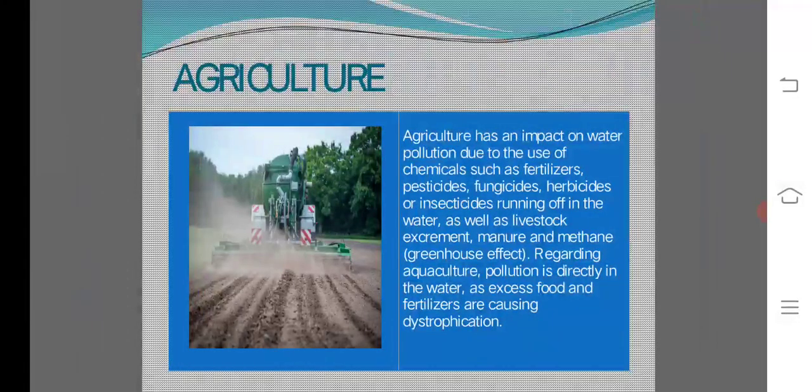Next comes agriculture. Agriculture has an impact on water pollution due to the use of chemicals such as fertilizers, pesticides, fungicides, herbicides, or insecticides running off in the water, as well as livestock excrement, manure, and methane. Regarding aquaculture, pollution is directly in the water as excess food and fertilizers are causing eutrophication.